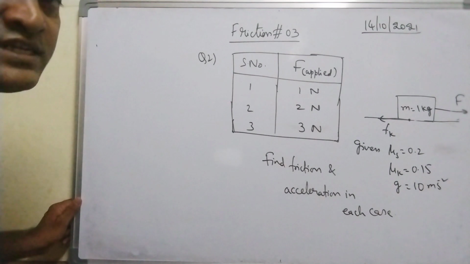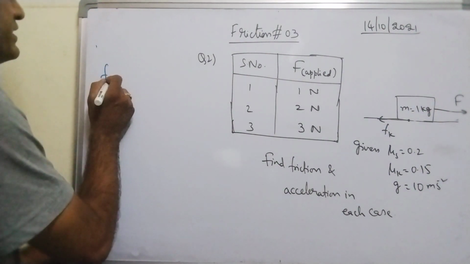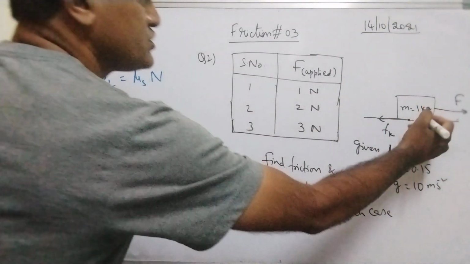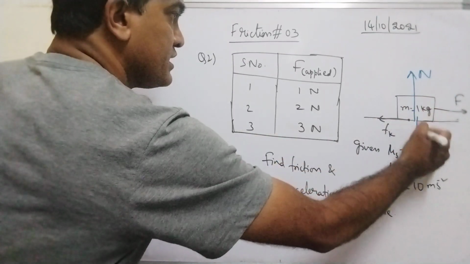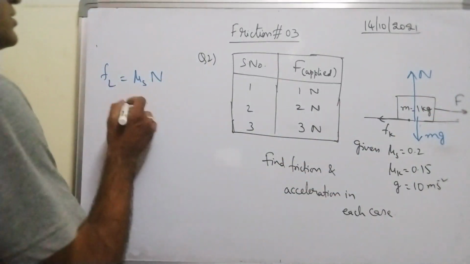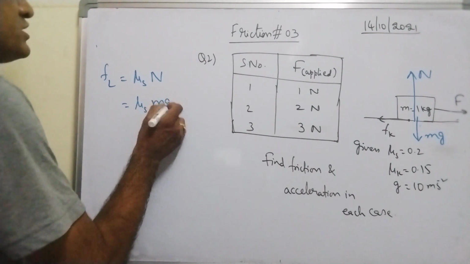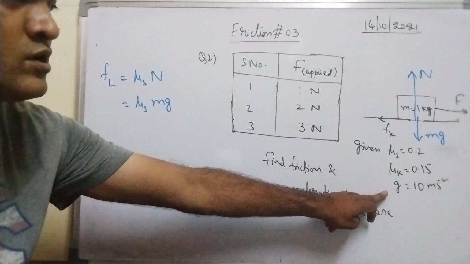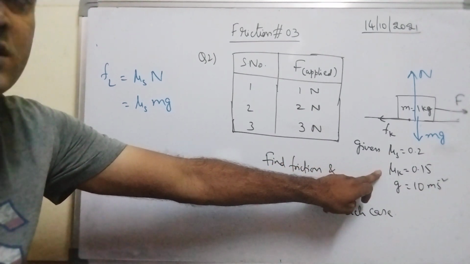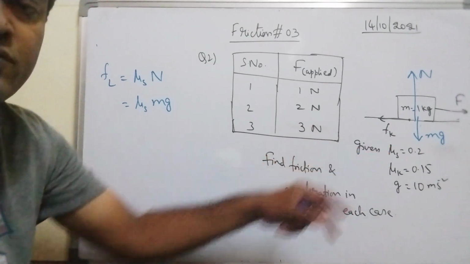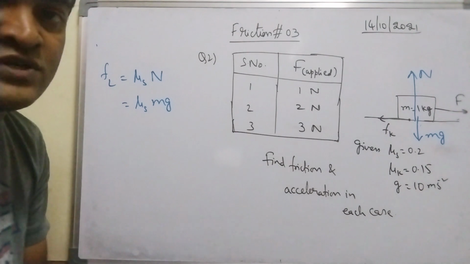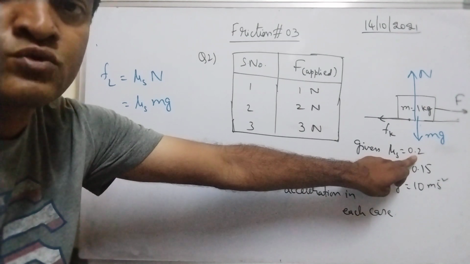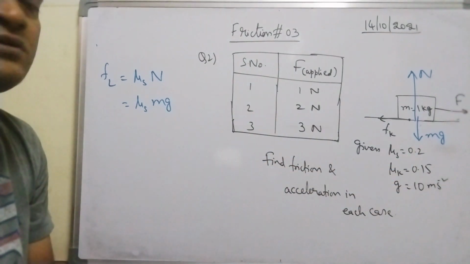Let us write the formula for limiting friction. Limiting friction formula is mu s into N. As you know very well, normal force is balanced by mg. So mu s into mg, and here these values are given. Mu s is given, mu k is given, g is given. Mu s is equal to 0.2, mu k is equal to 0.15, which is less than mu s, because coefficient of kinetic friction is always less than coefficient of static friction. 0.15 is less than 0.2, remember. 0.2 is nothing but 0.20. This is 0.15, right?